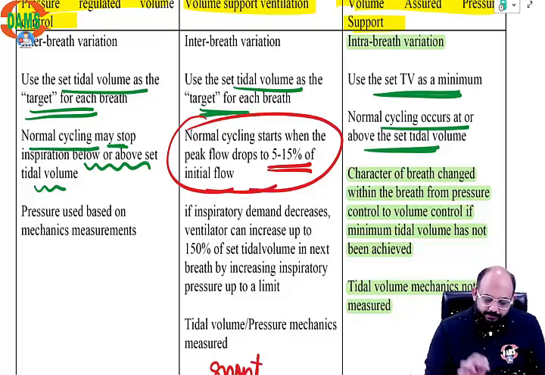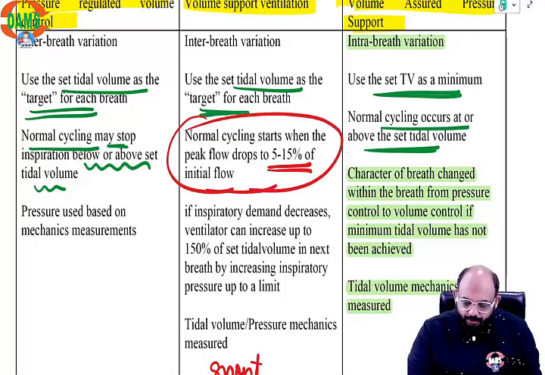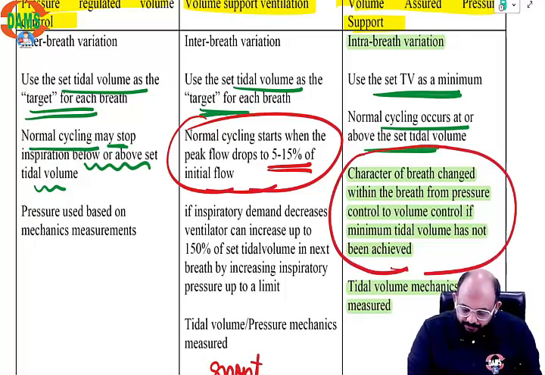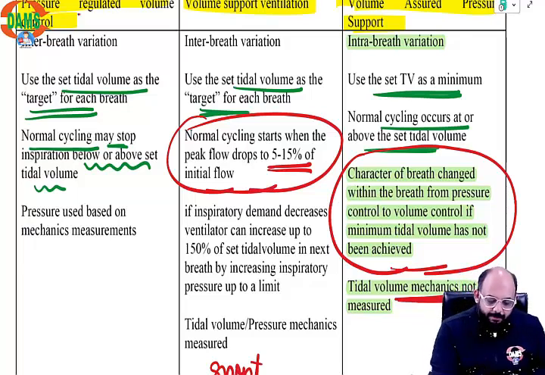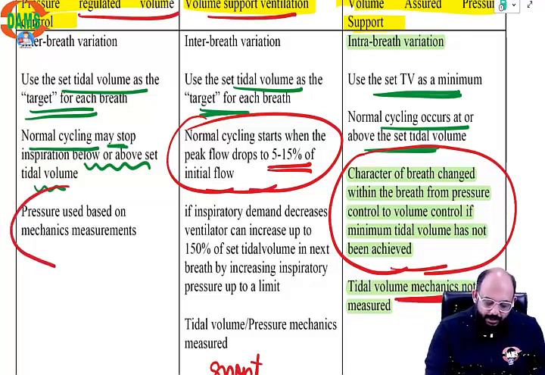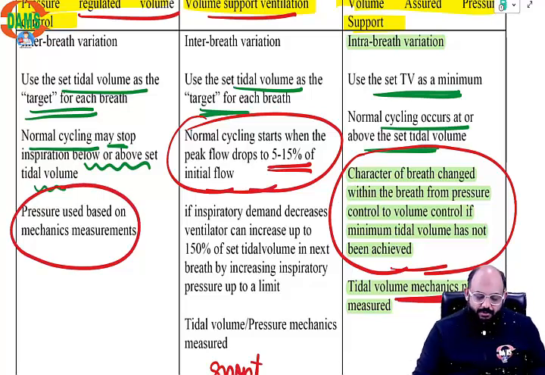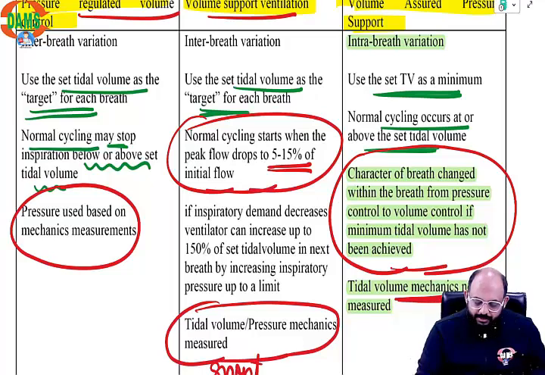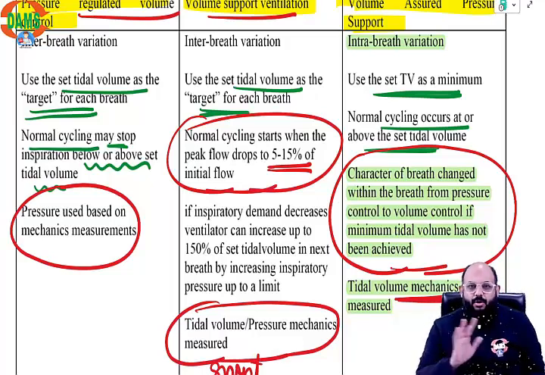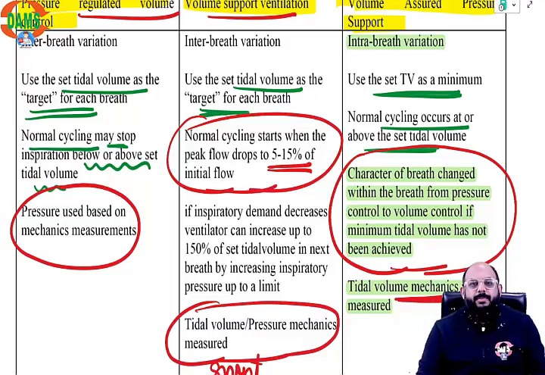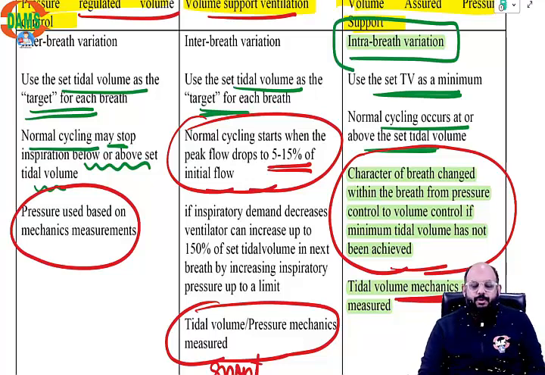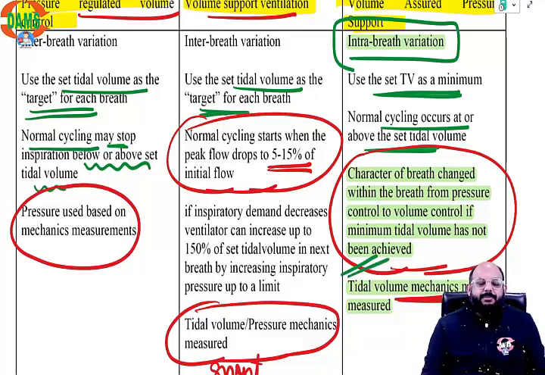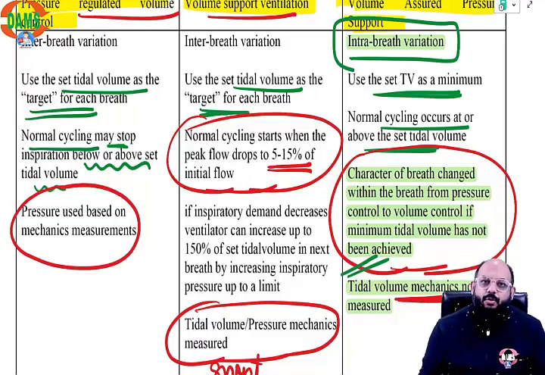Then what is different is that in volume assured pressure support, the character of the breath is changed within the breath from pressure control to volume control, while it doesn't really measure the mechanics of the patient. While in pressure regulated volume control and volume support, pressure is used to base the mechanics measurements, and tidal volume is used constantly as an input. So remember, the difference lies in intra-breath variation in volume assured pressure support, where the character of the breath can be changed intra-breath from pressure control to volume control.